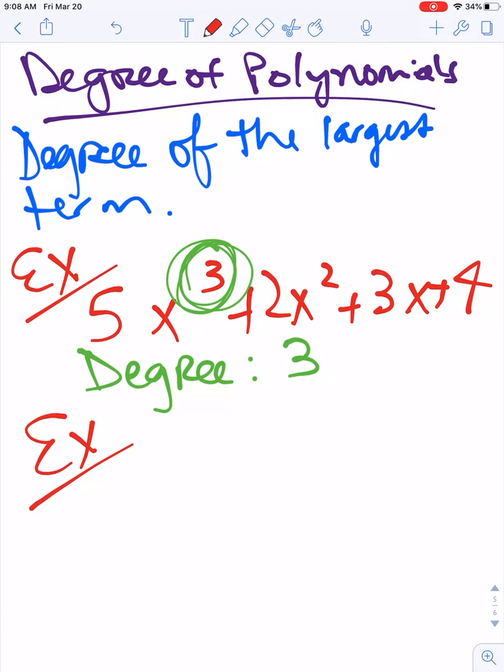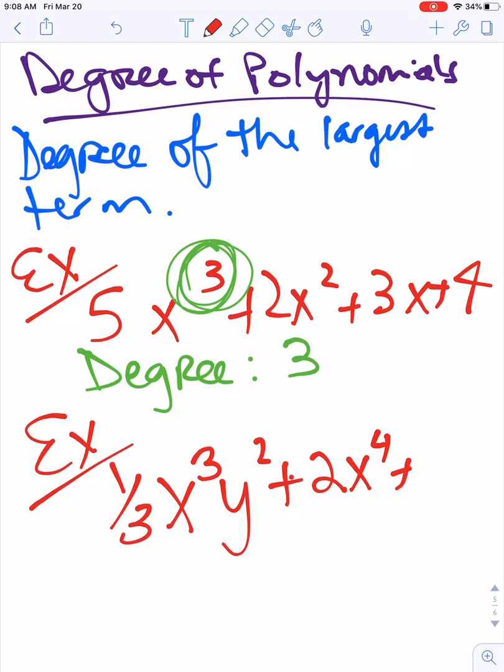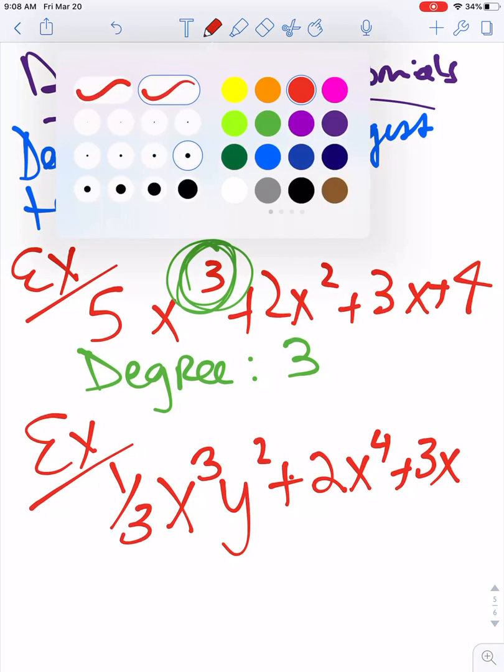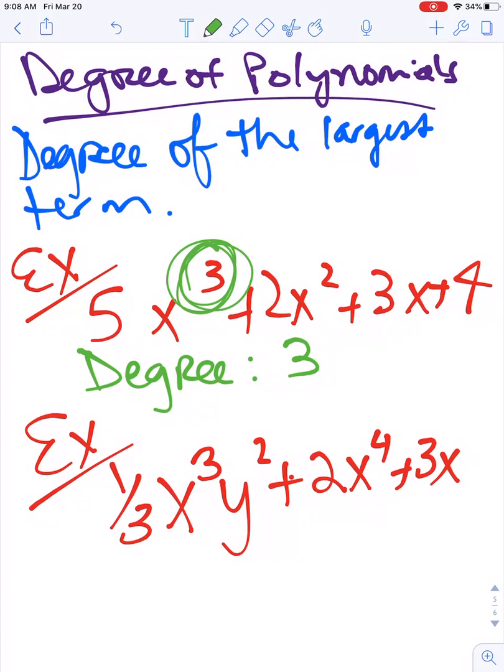Let's try another example. I have something like 1/3 x cubed times y squared plus 2x to the 4th plus 3x. Now, some of you might say, look, here we have an x to the 4th. That's the biggest one, right? Because here's an x to the 1, and here's an x cubed, so x to the 4th must be our degree. But remember, it's the degree of the largest term.